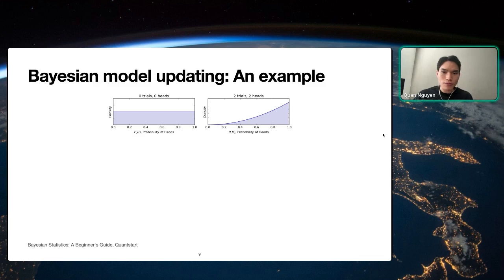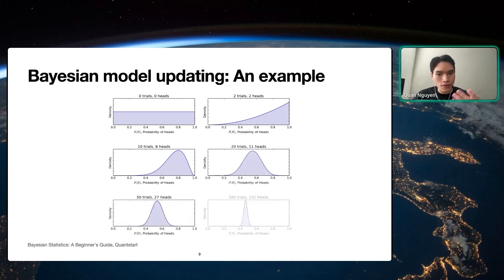So you can imagine repeating multiple experiments in the same way. For example, here after 10 trials, we observe 8 heads, and the probability distribution is updated accordingly. And as you have more and more trials, what you notice is that this distribution slowly gets narrower and narrower to describe your increasing confidence in your estimate.